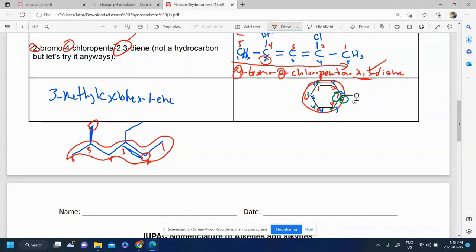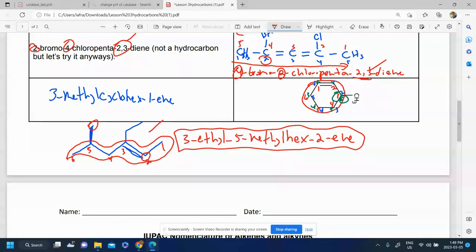So what do we have? Well, we have a 3-ethyl, 5-methyl, and then we have, this is a 6-carbon, so hex, and the double bond is at 2, 2-ene. And this would be our alkene name for this molecule drawn over here.